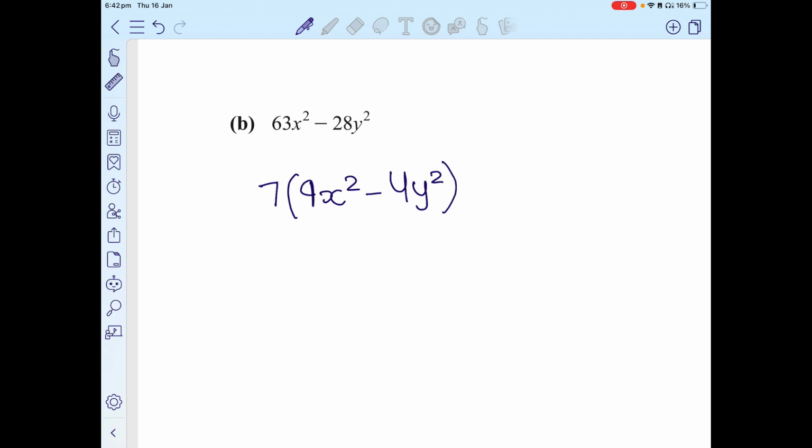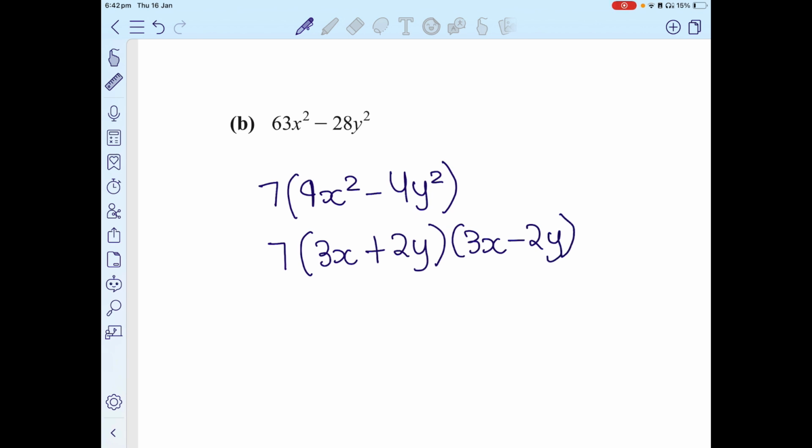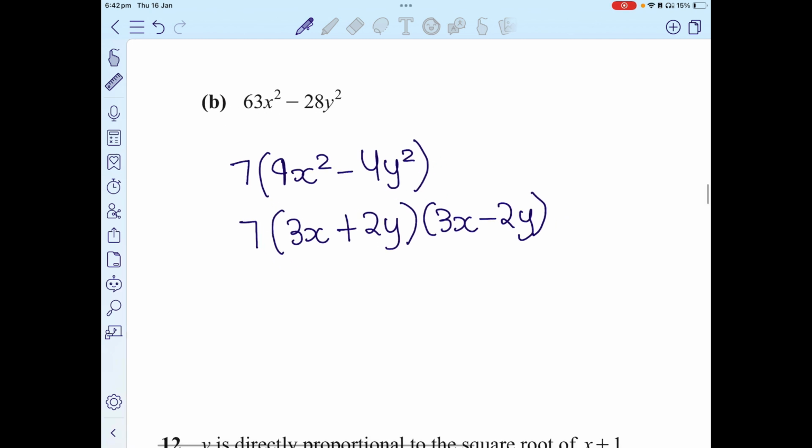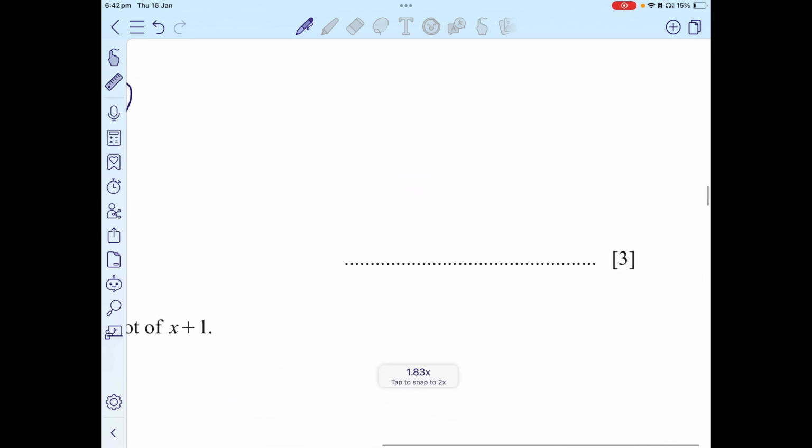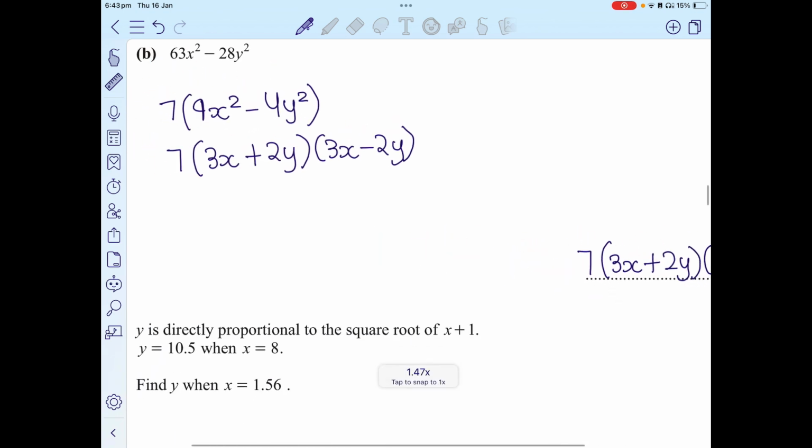Now I know that 9 and 4 both are perfect squares. So this can be written as, the square root of 9 is 3, so 3x plus 2y and 3x minus 2y. Now this is allowed, this is a property which says that a square minus b square is same as a plus b into a minus b. And this is a pretty useful property. It should also help you in AS mathematics. So this is how you're going to write it down. This is the simplest form, or the factorized form: 7 into 3x plus 2y into 3x minus 2y.